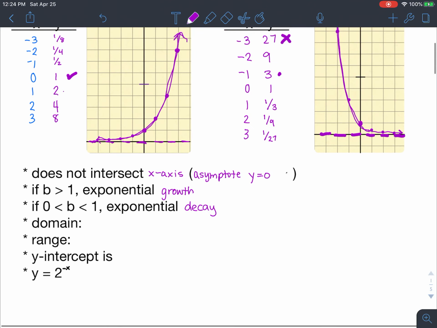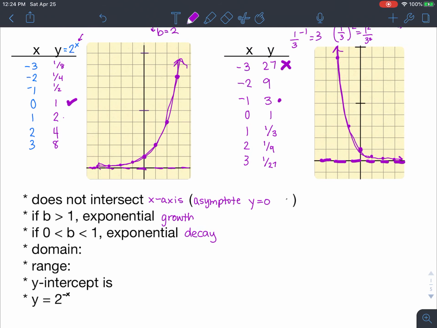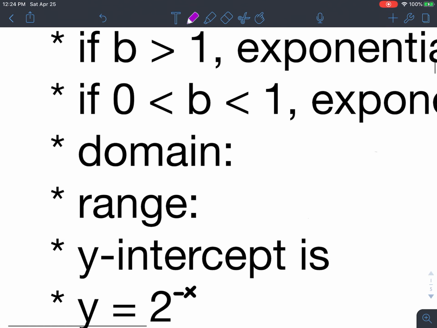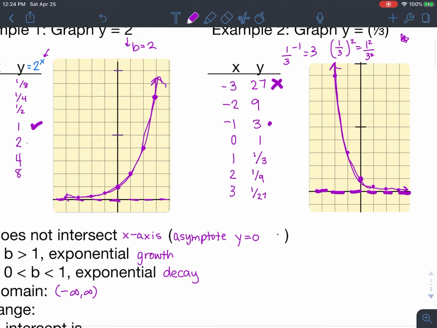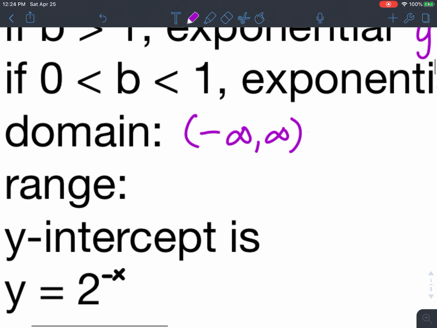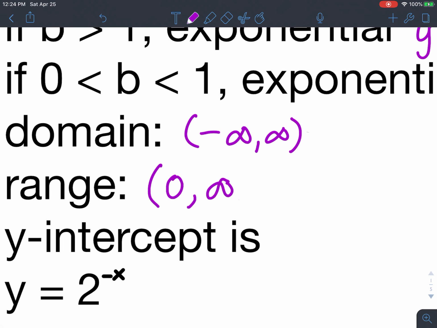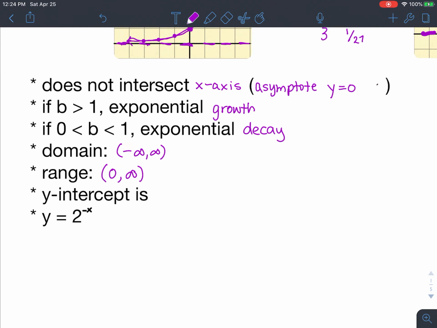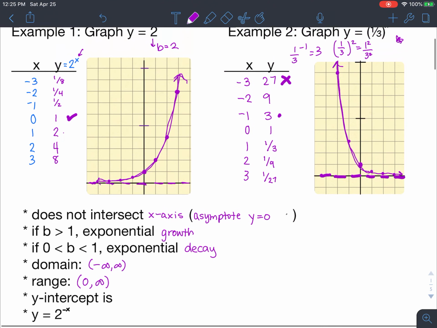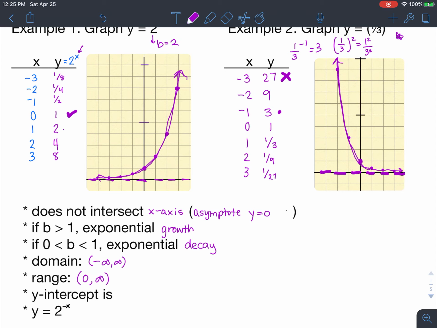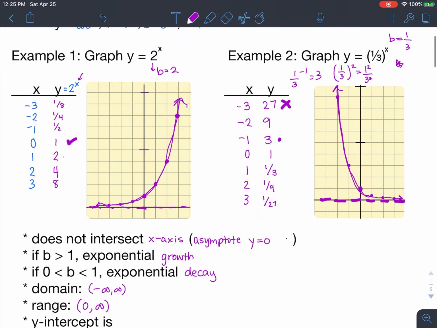The domain of both of these is all real numbers because they continue on left and right in both directions. And the range for both of these is 0 to infinity. It never reaches 0, so that gives us a parenthesis, but they do go up forever, so infinity. The y-intercept for both of these is 0, 1. But I would like to point out to you that it's not really just 0, 1.